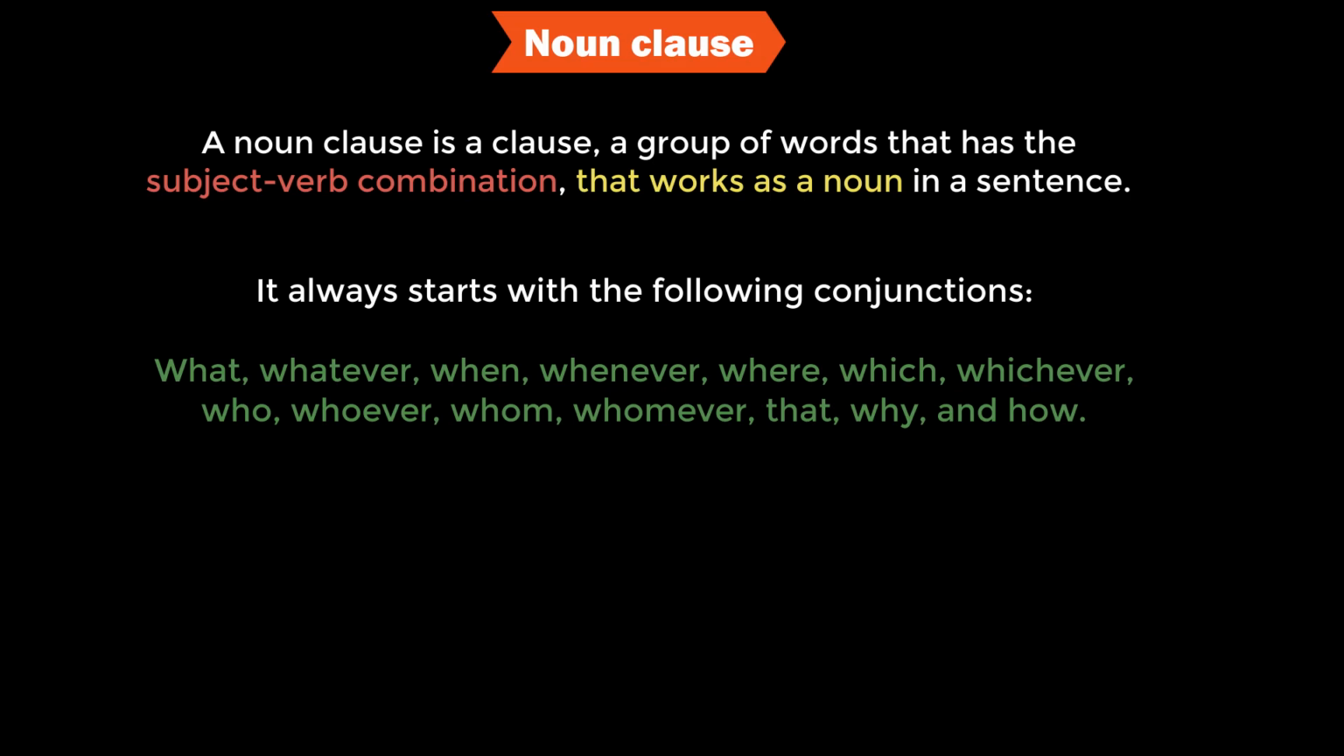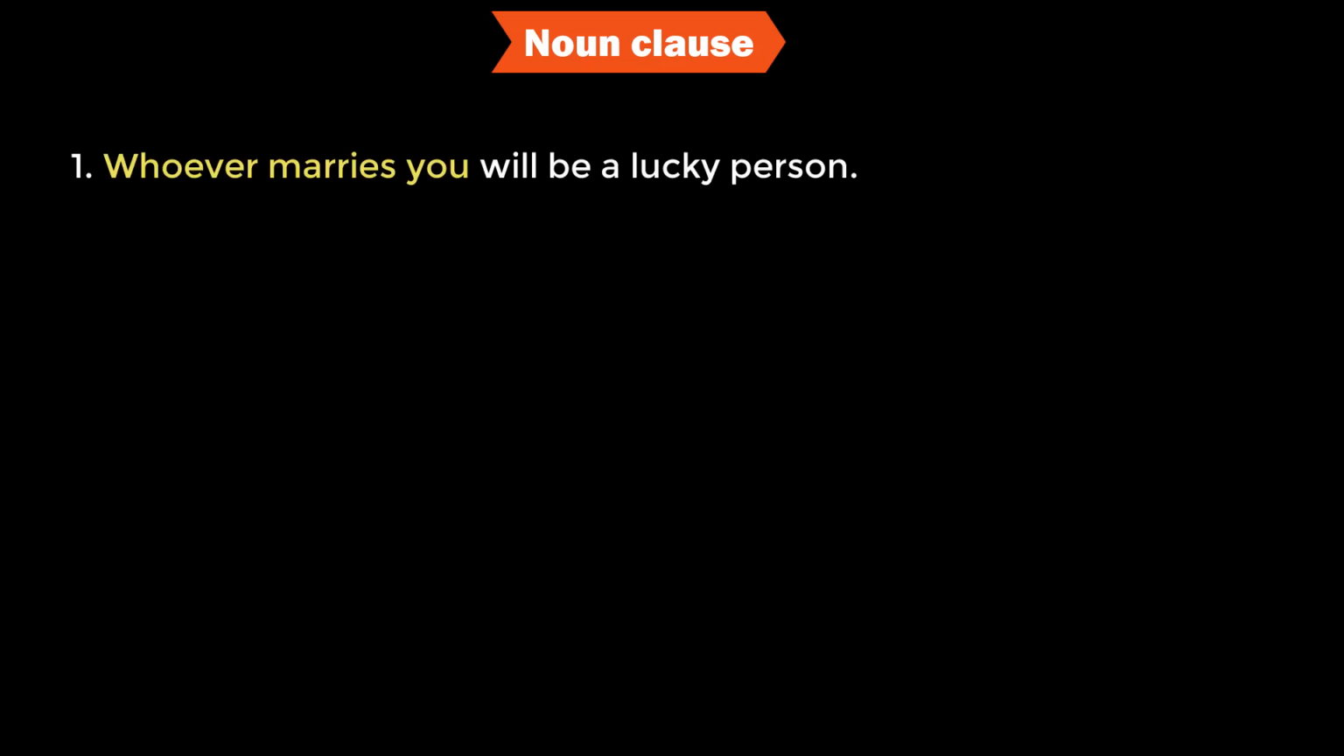Now let us take some examples and understand how a noun clause looks in a sentence. Whoever marries you will be a lucky person. Whoever marries you is our noun clause. Now we do not know the name of the person you're gonna marry. Had we known the name, we would have said Tom will be a lucky person, Max will be a lucky person. Since we do not know the name, or I simply don't want to name the person, I'm gonna use a noun clause to refer to that person. Whoever marries you will be a lucky person.